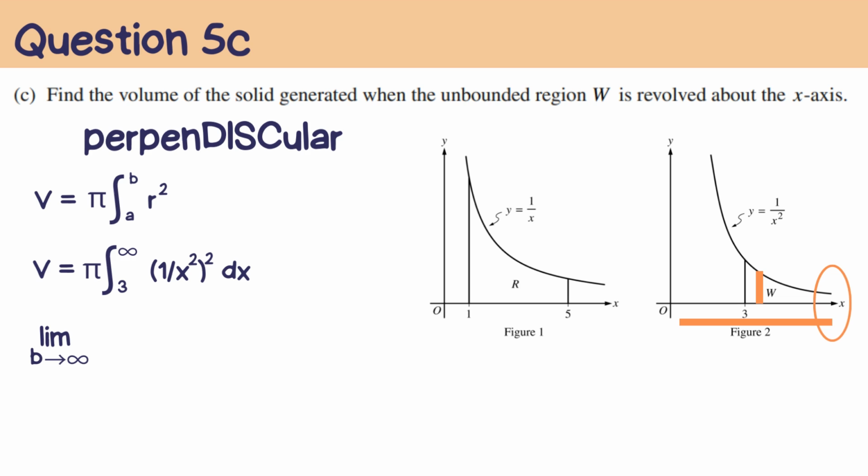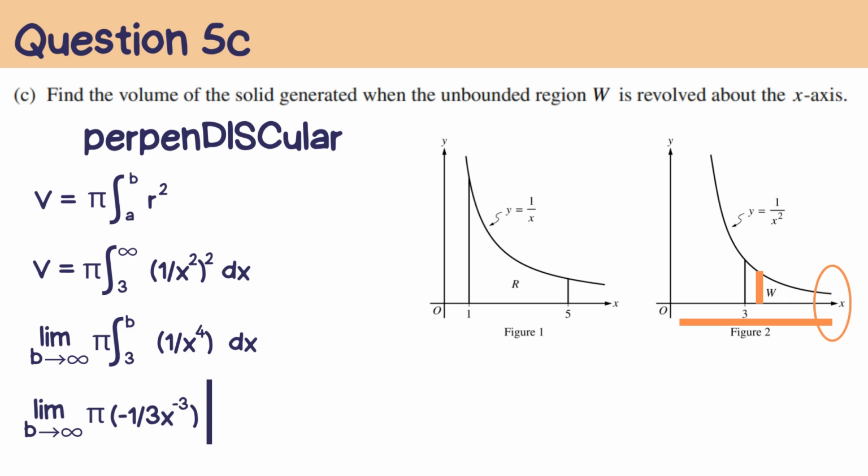And you can really use whatever variable you want. I'm just using b because I've always used it and I've learned it that way. And then you're going to take the limit of something, which is going to be what's above, and the top bound of infinity will be replaced by b, and we're taking the integral of 1 over x squared squared, which is also the same as 1 over x to the fourth. Now, just simply integrate it as if b were an actual number, so you will get negative 1/3 x to the negative 3 multiplied by pi, all evaluated from b to 3.